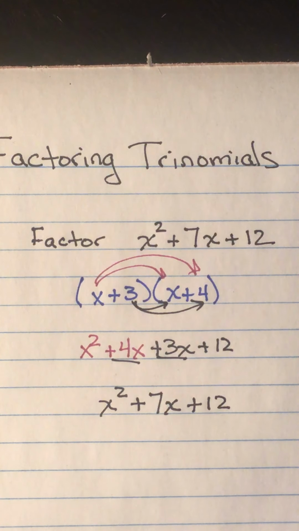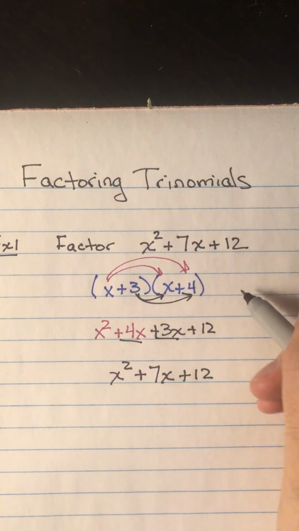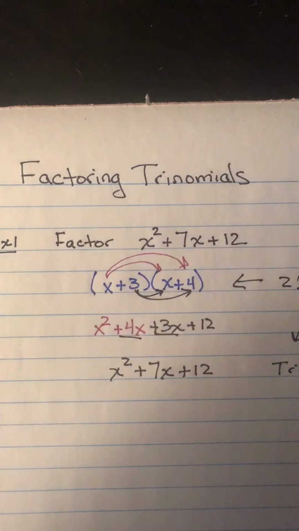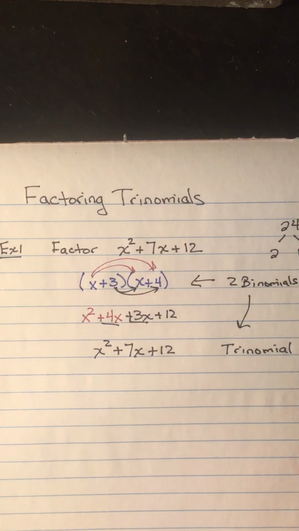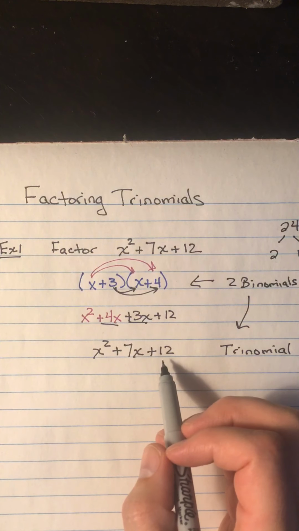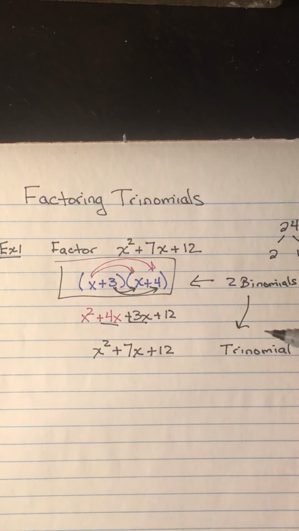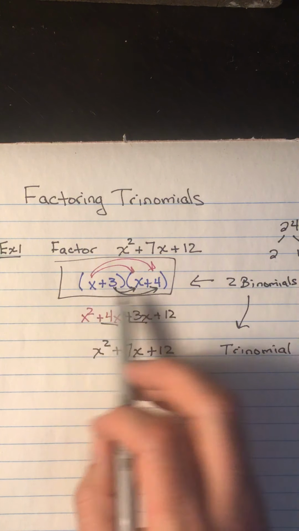Plus 12. So one of the things that I think is important for you guys to notice is that when I multiply two binomials together, so x plus 3, x plus 4, my answer is a trinomial. And that helps me when I want to work backwards. If I look at a trinomial to begin with, like x squared plus 7x plus 12, I know that if a trinomial is what I'm given, maybe the things that were multiplied together were two binomials.